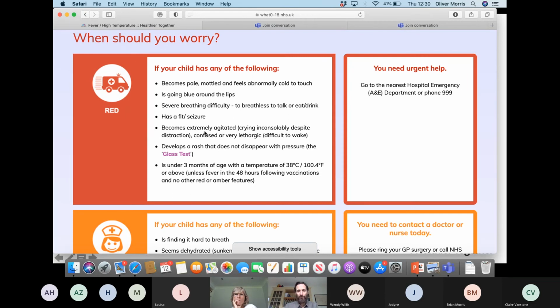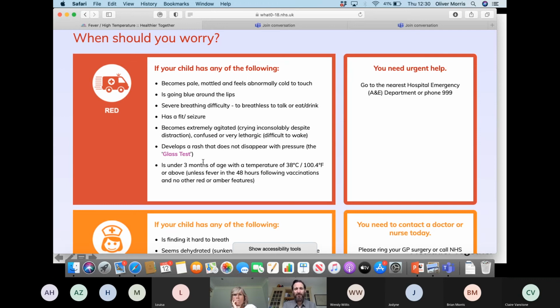This is now trying to assess sort of GCS type things, so if they're extremely agitated, and we try and expand on that a bit more, so really inconsolable crying. Now, a lot of young babies will cry a lot when they're upset, but saying that you can't really settle them at all, they're completely inconsolable and cannot distract them, or if they're actually confused, if that's an older child and you can assess that, or very lethargic.